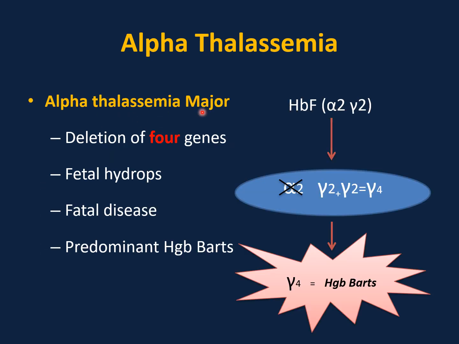Alpha thalassemia major is the most severe form of alpha thalassemia because of deletion of all 4 alpha globin genes. So there is no alpha production.